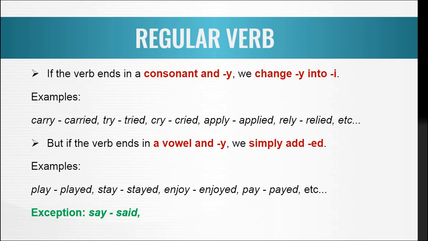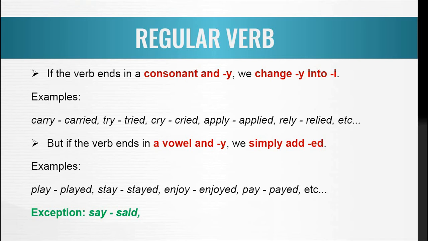Another one is this: if the verb ends in a vowel and y, if the last letter of the word is y, just like the previous one, but before the y there is a vowel letter, just like a, e, i, o, u. If any of these five letters comes before a y, we simply add ed. We will not change y into i. The y will not be removed and only ed will be added. For example, play, so played.